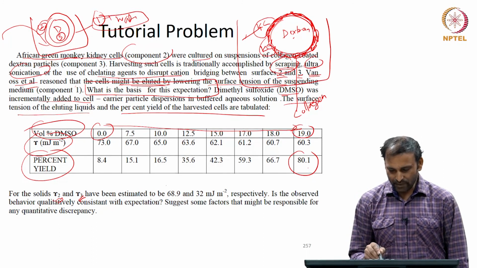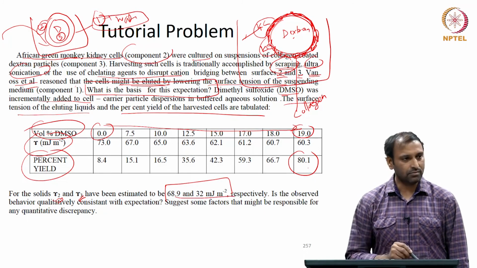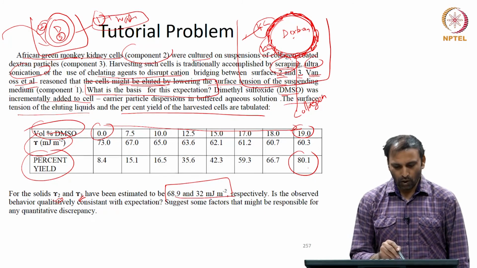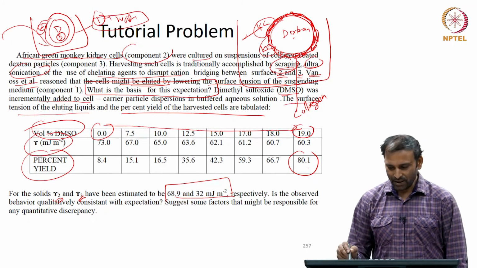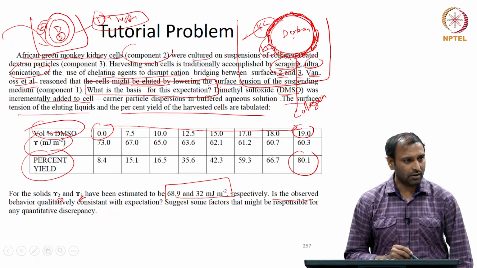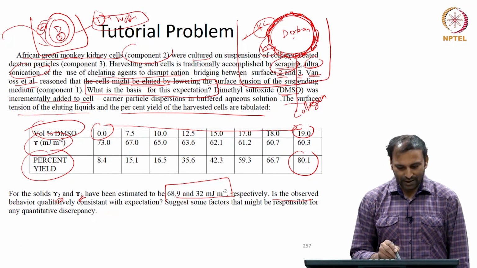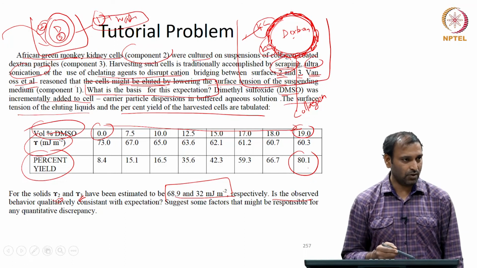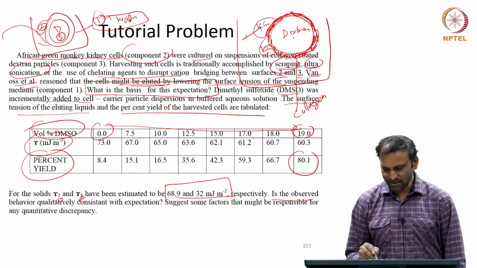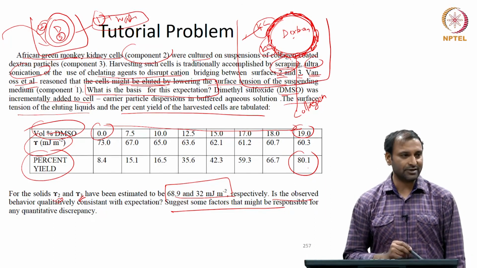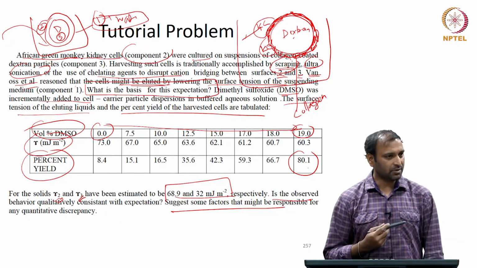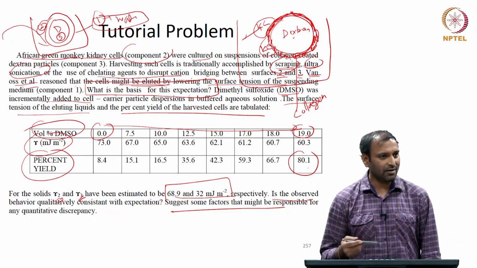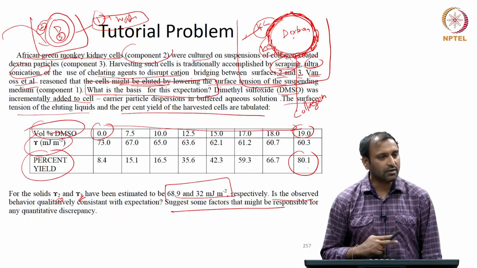So they have estimated the surface tension values that are given. Now, with increasing DMSO concentration the yield goes up. Is this observation qualitatively consistent with the expectation? Is that what you expect? Suggest some factors that might be reasonable for any quantitative discrepancy. That is the problem. Take a look at this problem, think about what could be happening. So maybe we will try and discuss that in the next class.